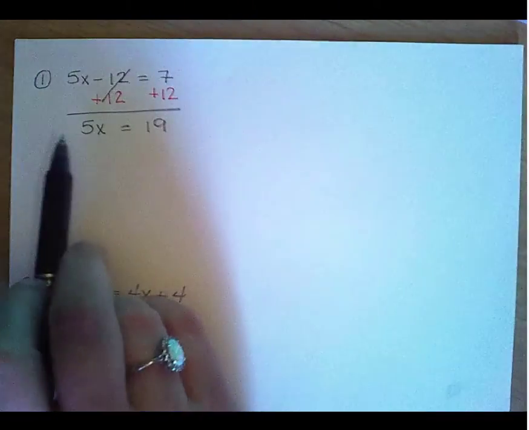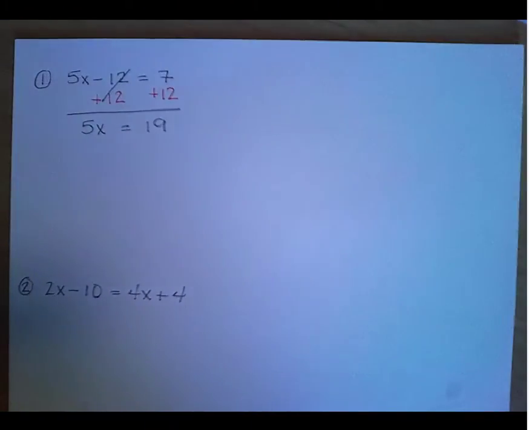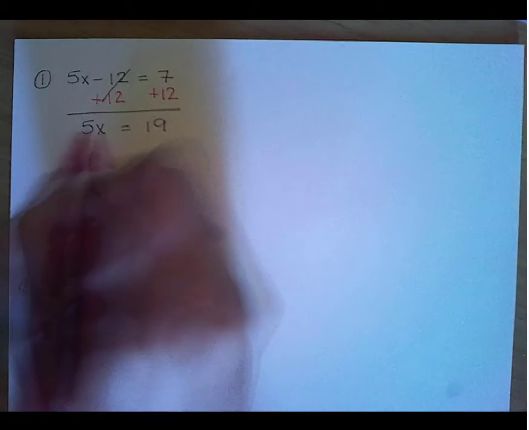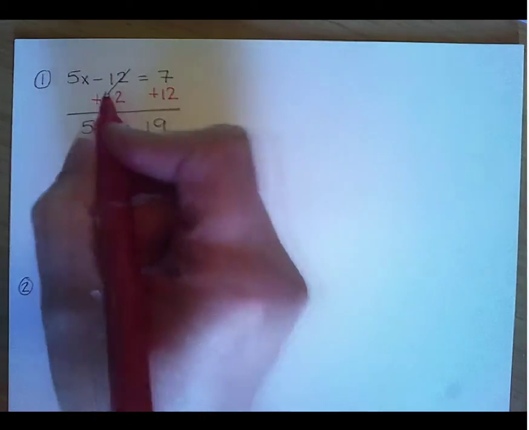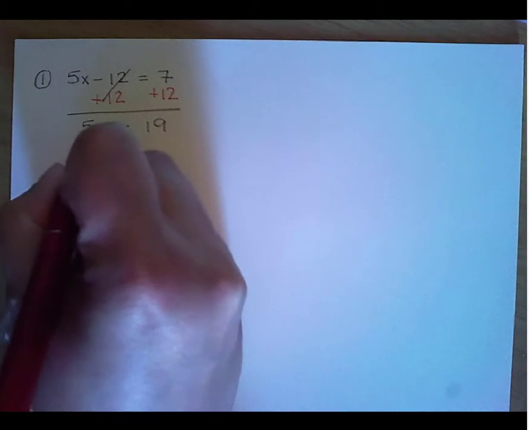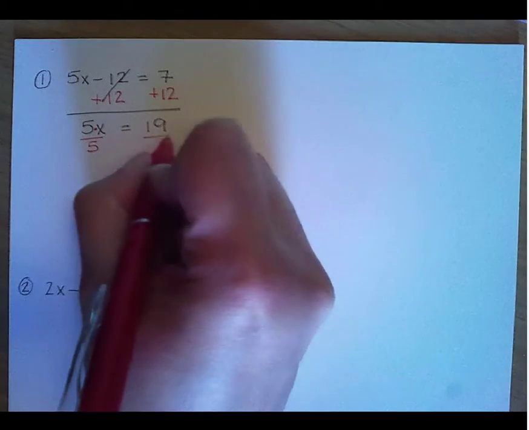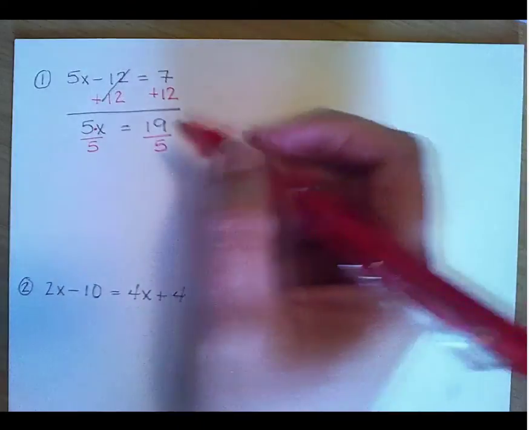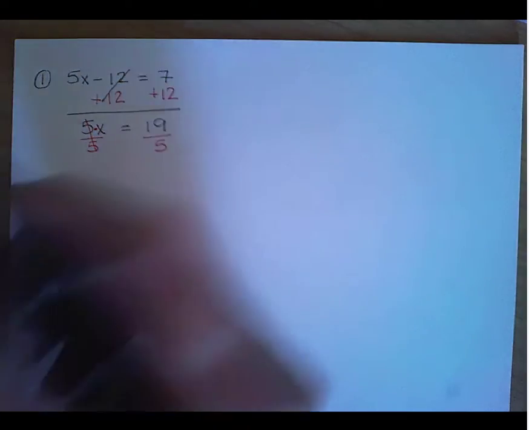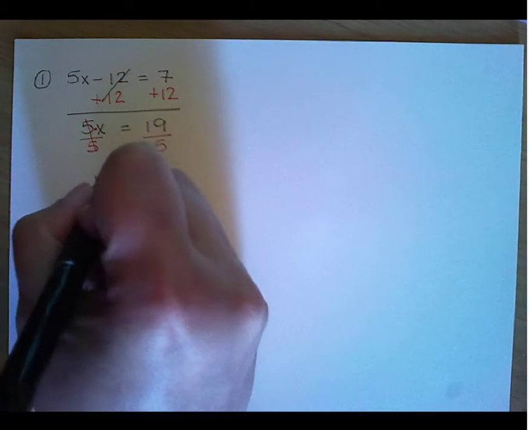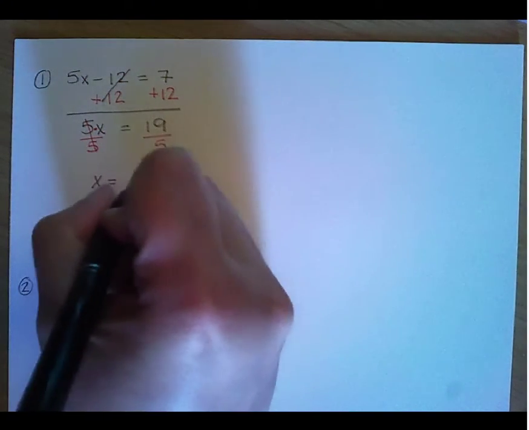So now all we have to do is get rid of this 5. Remember, whenever you're looking at something that's 5 times, or 5x, this is a multiplication problem. So in order to get rid of that 5, we're going to divide by 5 on both sides. So the 5's over here are going to cancel each other out. And we're going to get that x equals 19 over 5.